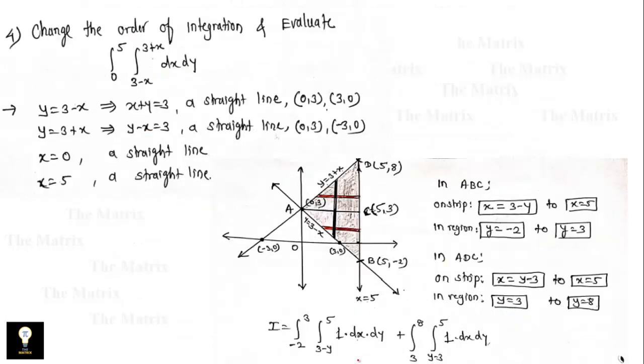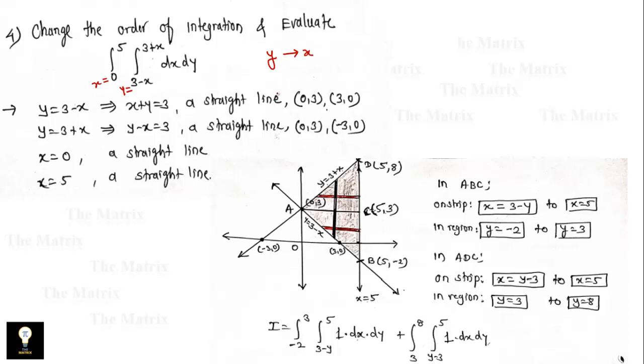Now we'll consider one more example, which is of evaluation type after changing the order of integration. These limits are the functions of x. That's why these are the limits of y and these are the limits of x. It means first y and then x. This is the order of integration.